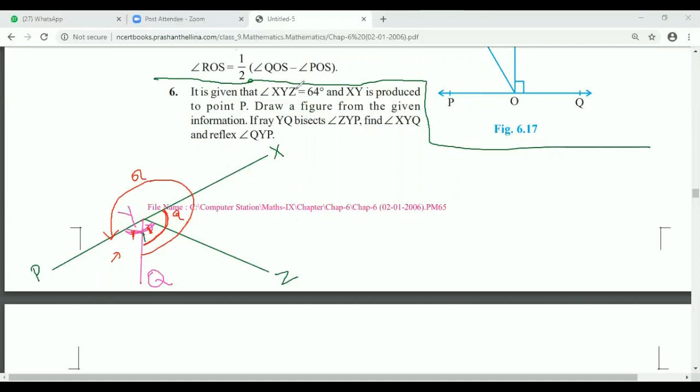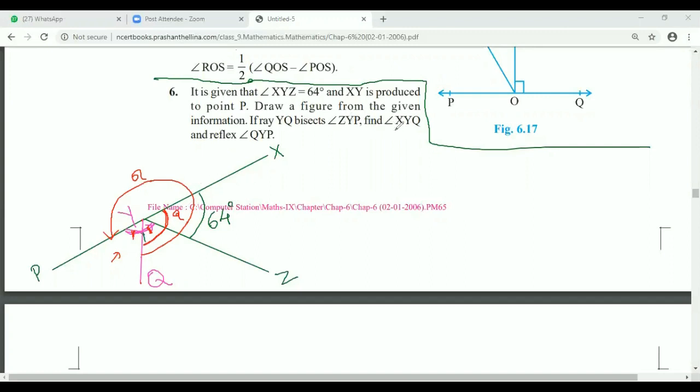Okay. How to find all these angles? Which angle is given? Angle XYZ is given. This angle is 64 degree. Let me mark that: this angle's measurement is 64 degree.